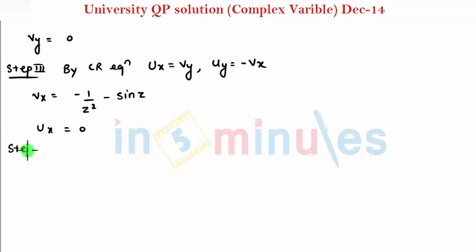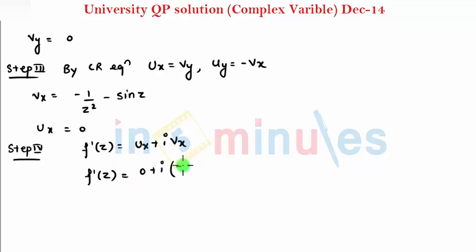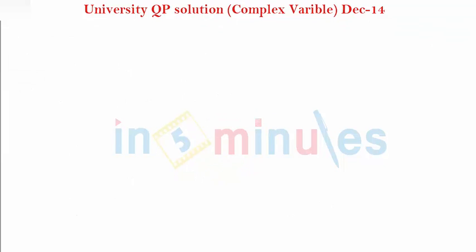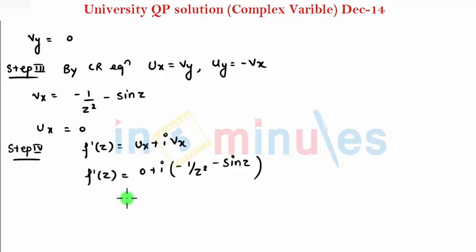So my step 4 is, I can say f dash of z is equal to ux plus i Vx. So f dash of z is equal to ux is 0 plus i Vx is minus 1 by z square minus sin z. Yes. So further I get this as i into minus 1 divided by z square minus sin z, and this is f dash of z.